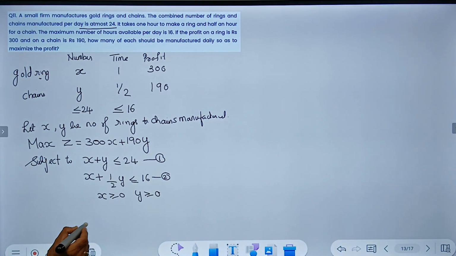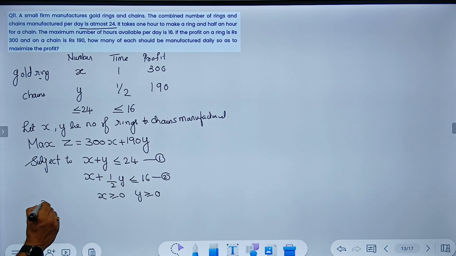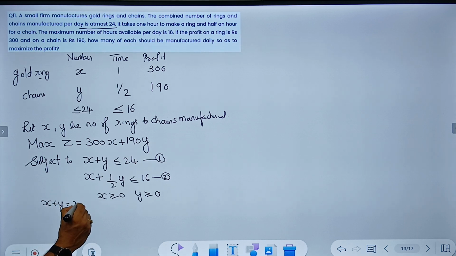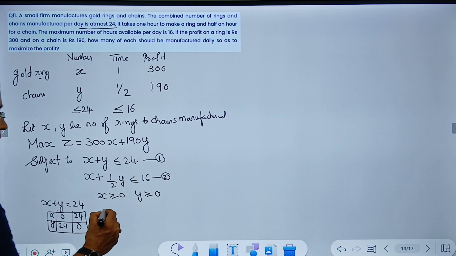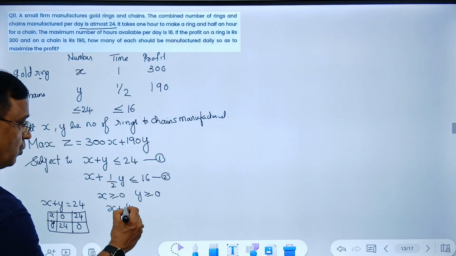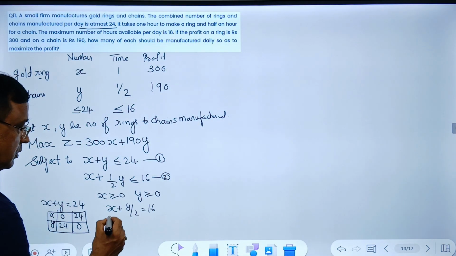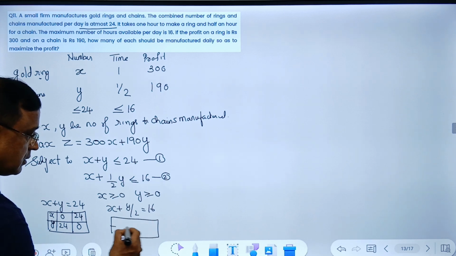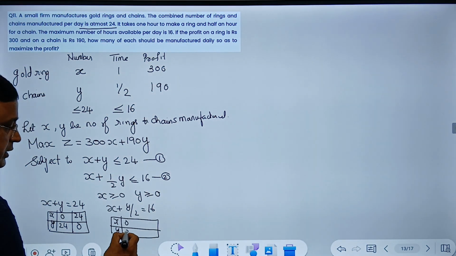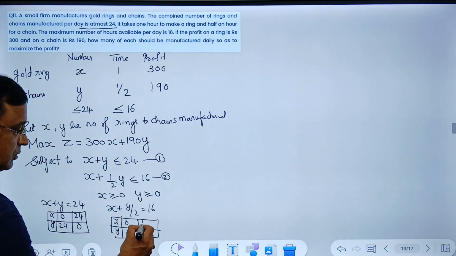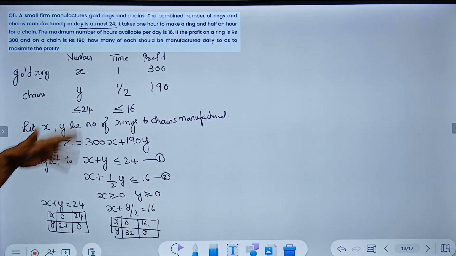Now what do you do? First take x plus y equal to 24. So X is 0, Y is 24; Y is 0, X is 24. Then I have x plus y by 2 equal to 16. X is 0, Y is 32; Y is 0, X is 16. Now it's time to plot the graph.